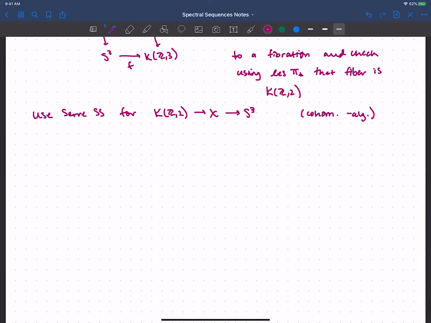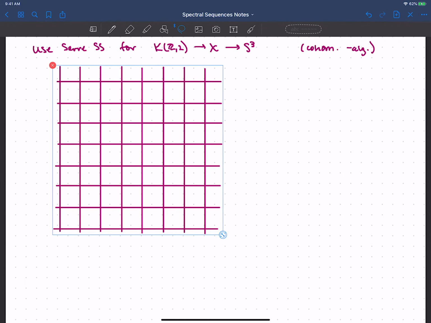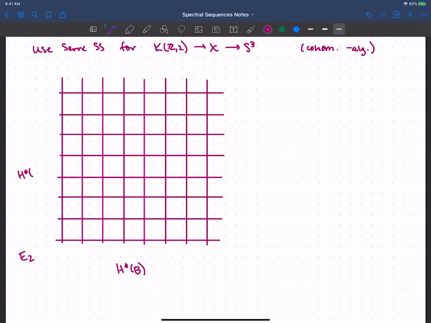Okay, so now this is our plan to use the Serre spectral sequence for this fibration. So standard setup, I've got my E2 page. I'm going to draw the cohomology of the base and the cohomology of the fiber. And the great thing about that is that I'll have the tensor product here. All of this should cook up the cohomology of the total space, which is our X.